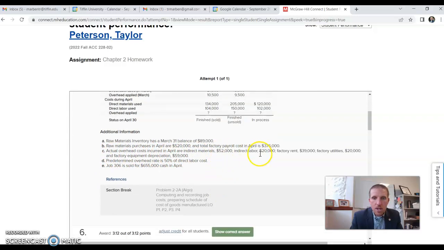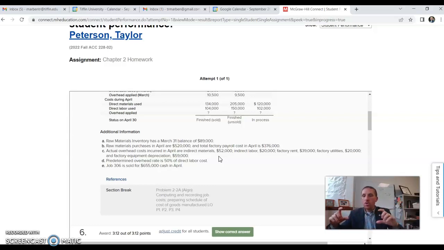So this and this and this and this and this. Okay. So what you need to do to get to that overhead adjustment for this problem is add those things up and then compare that total versus what got applied in overhead. That's going to give you the amount, the difference there. What the actual costs were compared to what got actually applied.